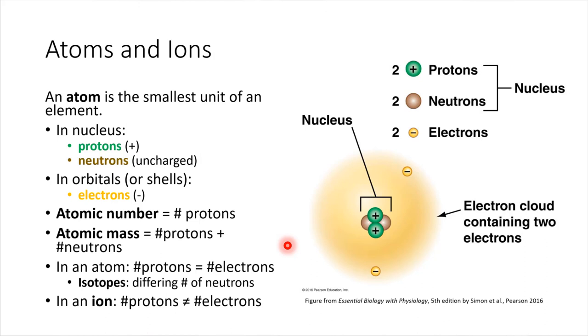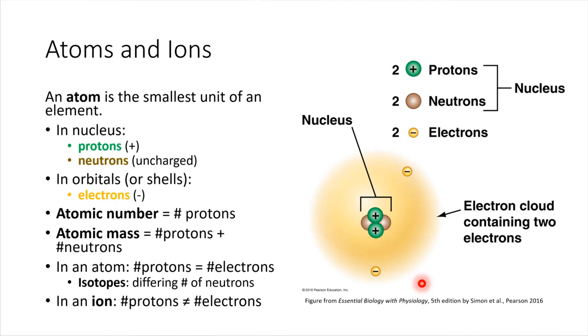If an atom has an imbalance of charges. Okay, so let's just start with a normal atom, one that has the same number of protons as it does electrons. In that case, the charges would be balanced and it would be an atom that we're talking about. But if there's an imbalance, so perhaps the atom loses one of its electrons, well, then we're dealing with an ion. So an ion is an atom that has a charge on it.